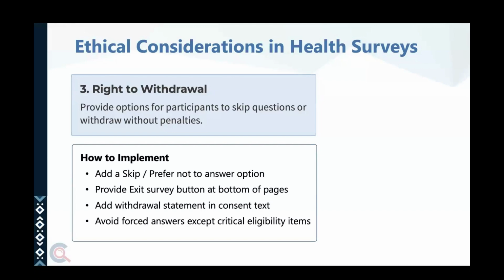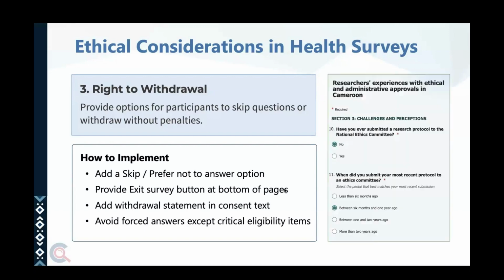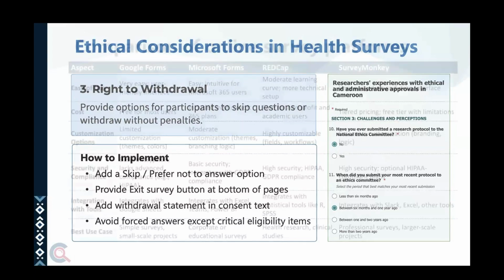They can just close if they don't want. People should have that option. And there should be a statement in your information form and in your summary, like in the example that I showed, that they are free to withdraw at any time. And you should avoid using forced answers. Like here, you can see too many required fields. You put a lot of required fields. It's not very ethical. People should have the choice to really decline answering a question.